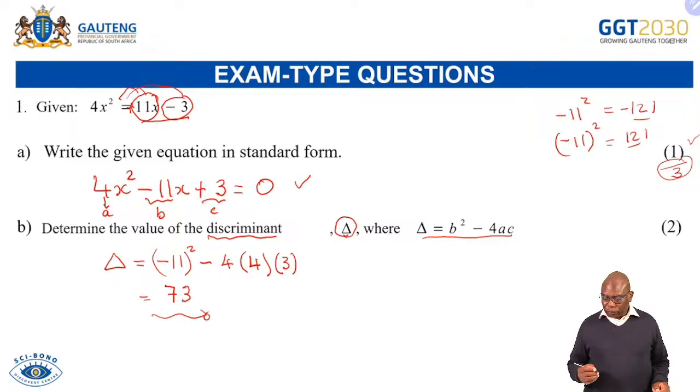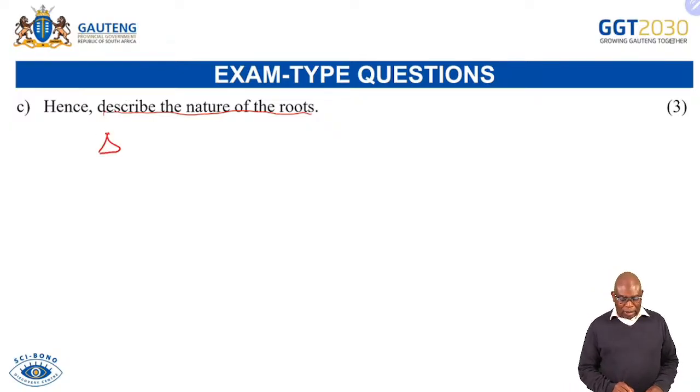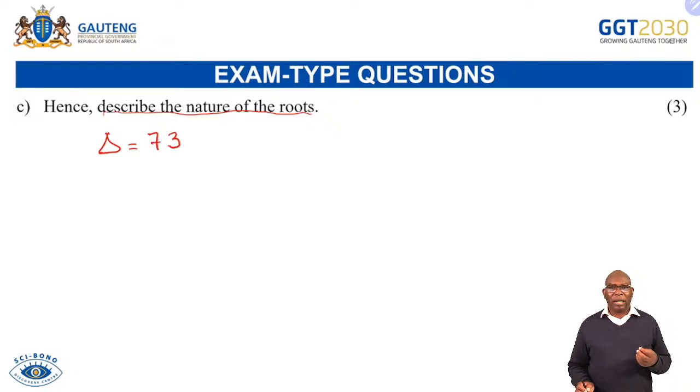Right. Now, if you go to the next one, it says, hence describe the nature of the roots. Now you see here, hence means use the answer that you got previously. You do not have to rewrite everything. You already know that your delta that you got there was 73. You just need to tell us what type of roots you have.